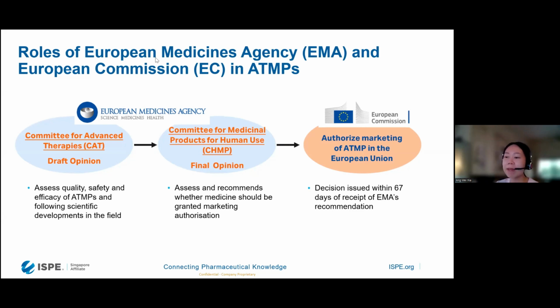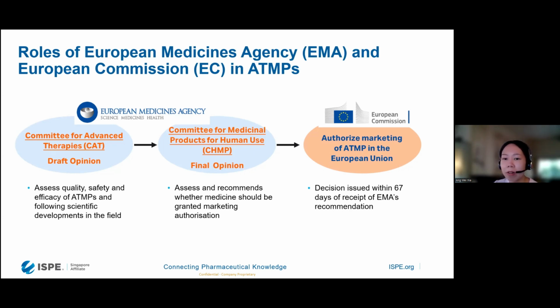The answer is both EMA and EC. 78% voted for EMA and EC, 6% voted for EC only, and 17% voted for EMA only. So actually 78% got it right: both EMA and EC are involved in the regulation of ATMPs. CAT and CHMP are part of the EMA. CAT will draft the opinion as shown in my slide, CHMP will give the final opinion, and then the EC will be the one to make the decision upon reviewing the opinion of the EMA.